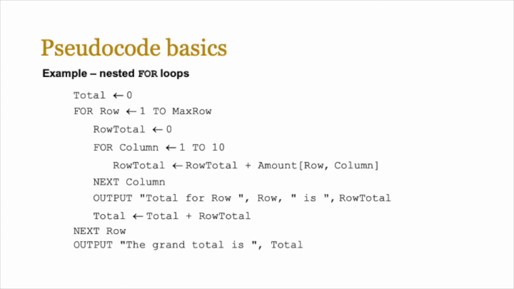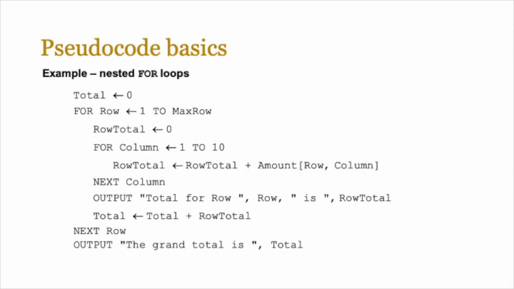So 1, 1, for example. And then it moves to the next column, 1, 2, and then the next one, 1, 3, 1, 4, 1, 5, 1, 6, 1, 7, 1, 8, 1, 9, 1, 10. And once it iterates across the 10 columns, it will then output the row total and then add the row total to a global variable which is called total to add all the rows together at the end.